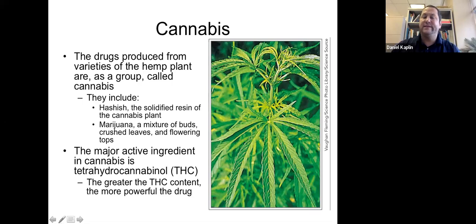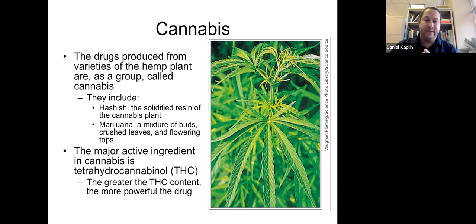So cannabis is a drug that is found in a variety of forms of hemp plants, and that's what we call cannabis. Now, the drugs themselves can come in the form of hashish, which is the solidified resin of the cannabis plant, or the actual buds and leaves or flowering tops, right? So that is the marijuana. Either way, the active ingredient for intoxication and getting high is THC. And the greater the THC content, the more powerful the drug is going to be.